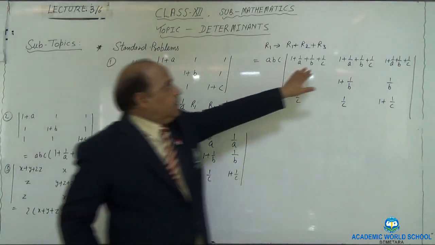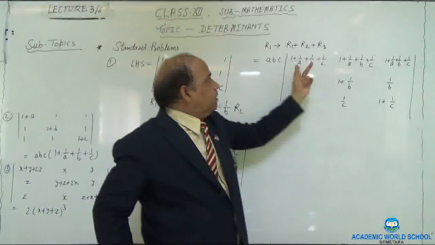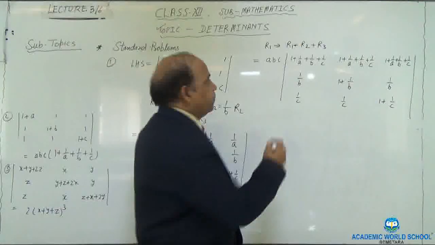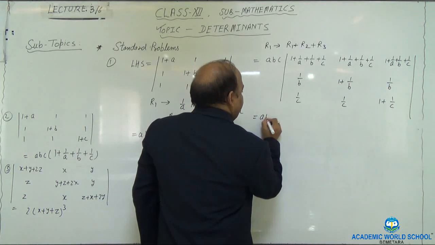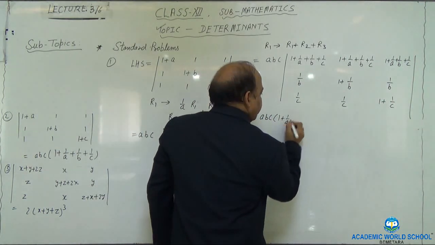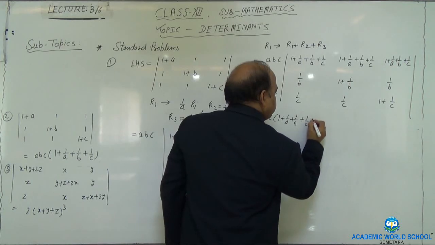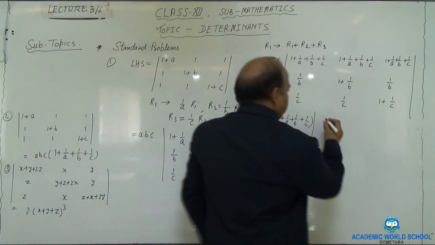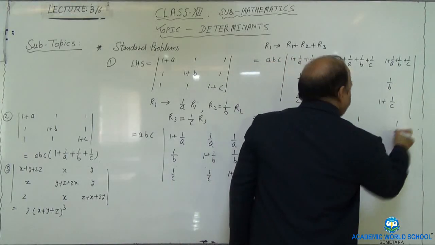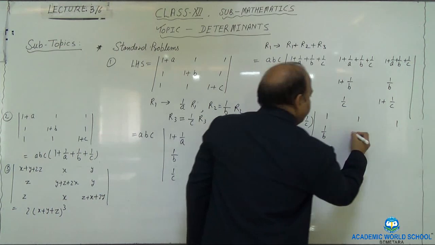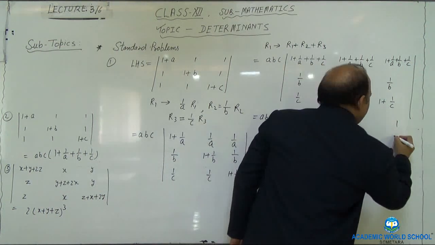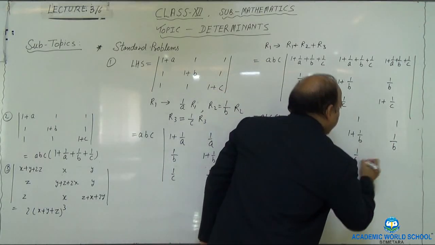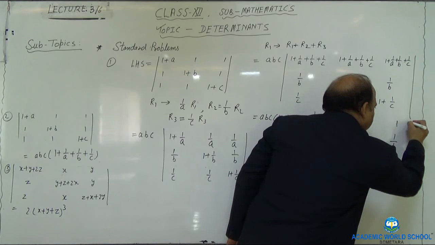Now you can see that from the first row, this whole thing, 1 plus 1 upon A plus 1 upon B plus 1 upon C, is common. Just take that common from there. So you are left with A, B, C, times 1 plus 1 upon A plus 1 upon B plus 1 upon C. Now, see what is left. This will become 1, 1, 1. Write that down. Here you have 1 upon B, 1 plus 1 upon B, 1 upon B, and then 1 upon C, 1 upon C, 1 plus 1 upon C.